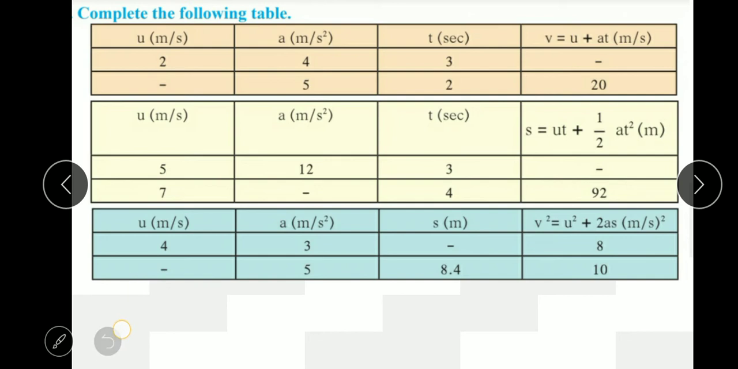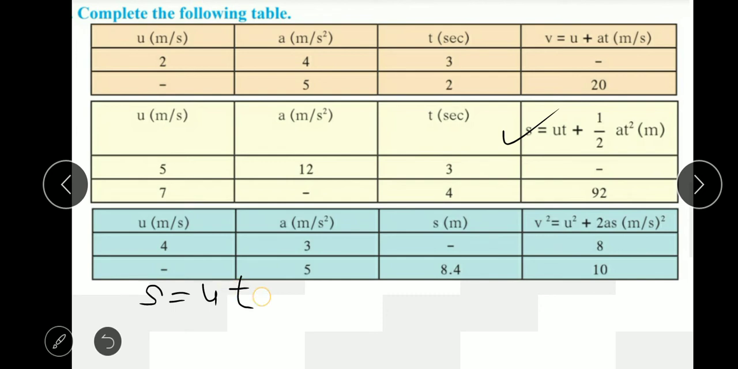What we'll do here, students, is write the formula, as we did in the first one. In the same way we'll do it here. I'll just write the formula here: s is equal to ut plus half at. Just a second, students.